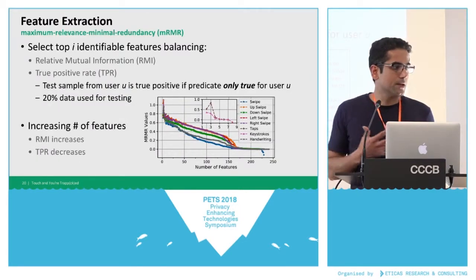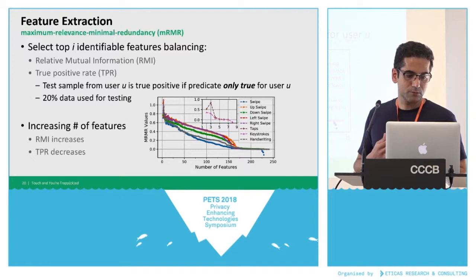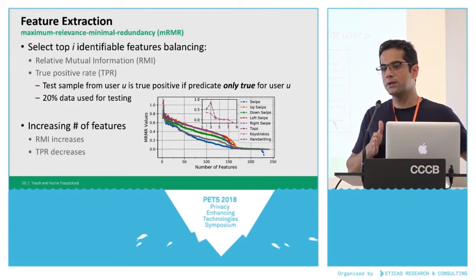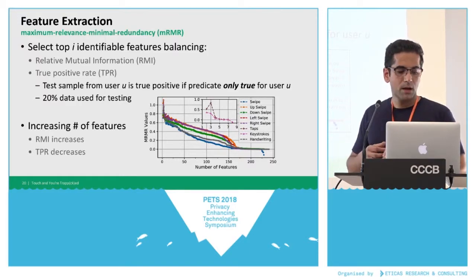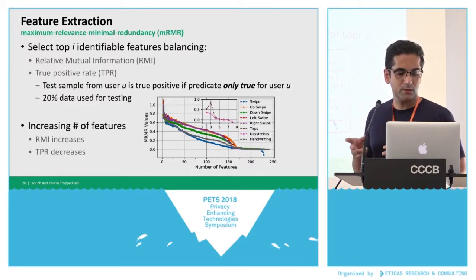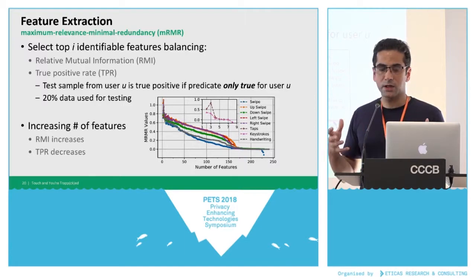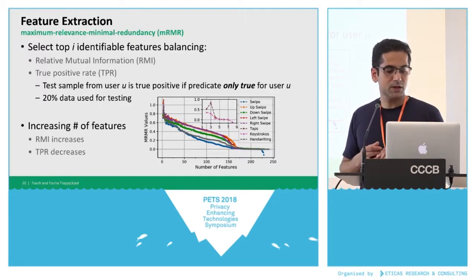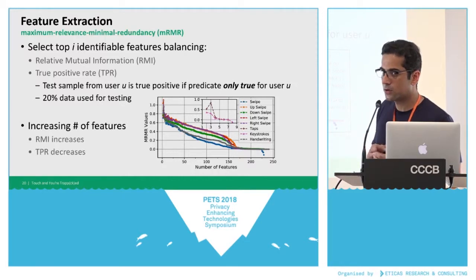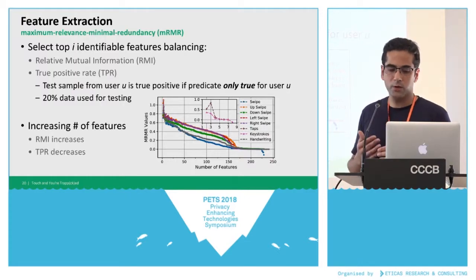After we obtained this data, we went to feature extraction. What we did for that, we divided the data set into a training set and a test set. And so we wanted to select features that satisfy 2 criteria or balance 2 things. One is the relative mutual information, which I mentioned before, which is to show how unique individual gestures are. And the other thing is true positive. So we would also want to correctly identify returning users.